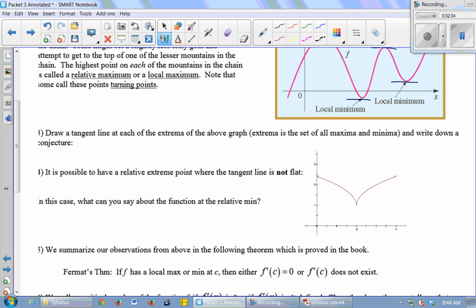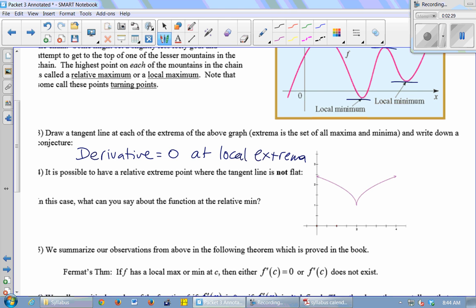So my conjecture is going to be derivative equals 0 at local extrema. Based on the picture that we did before.